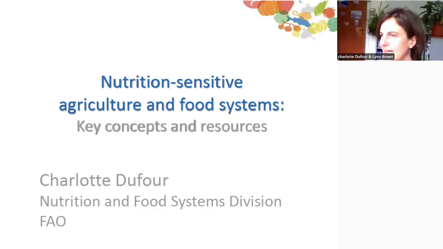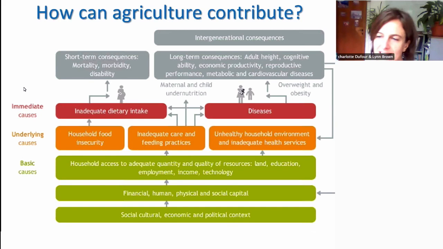A very quick recap for some of you who may be new to this issue. This is the conceptual framework of malnutrition, which has been very commonly used worldwide since the 90s, that reminds us that nutrition is affected by dietary intake and disease at the individual level, and that is shaped by household food security, care, and feeding practices, and the household.